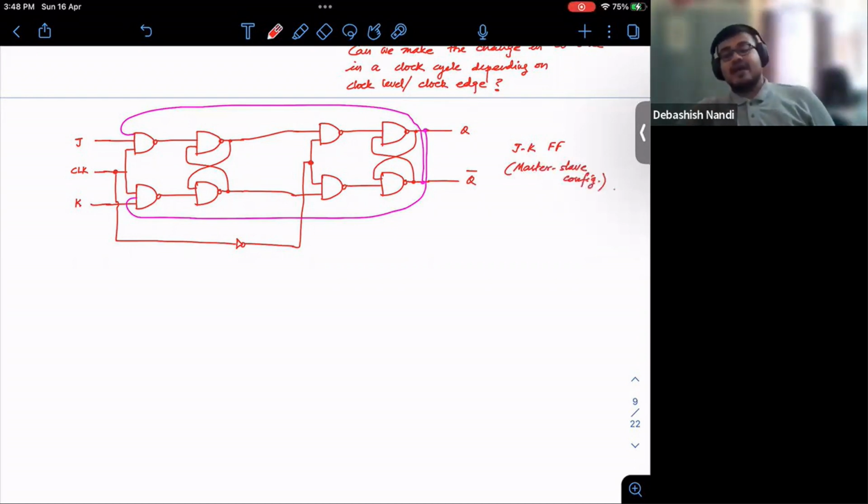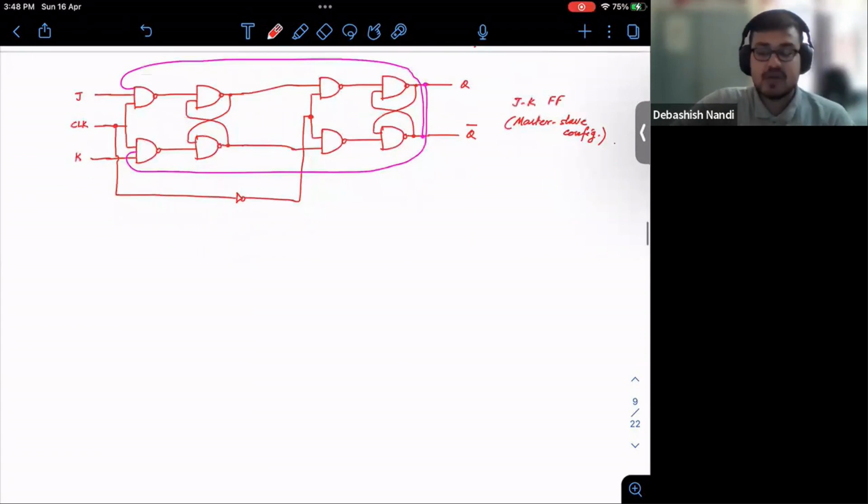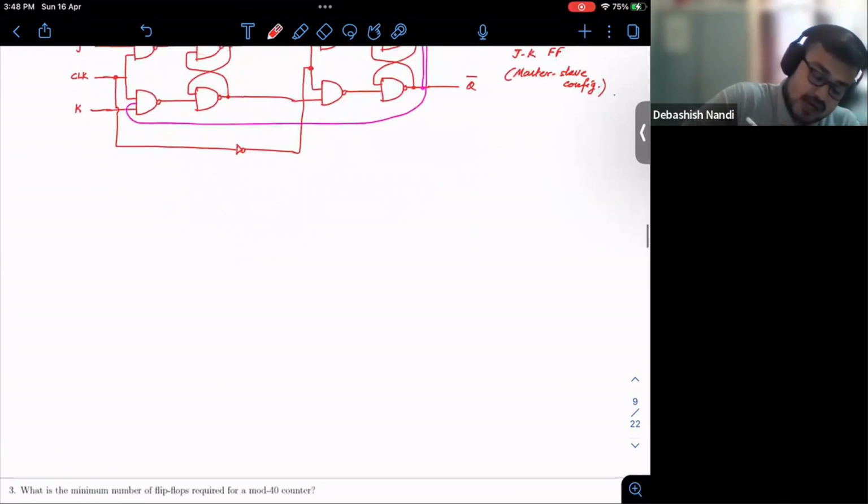Okay. Now it has many variants, right? You can have positive edge triggered, negative edge triggered. So I will suggest that due to time constraint, you can go through those in the lecture videos. So just let me tell you what a positive edge triggered JK flip-flop truth table will look like. Okay.